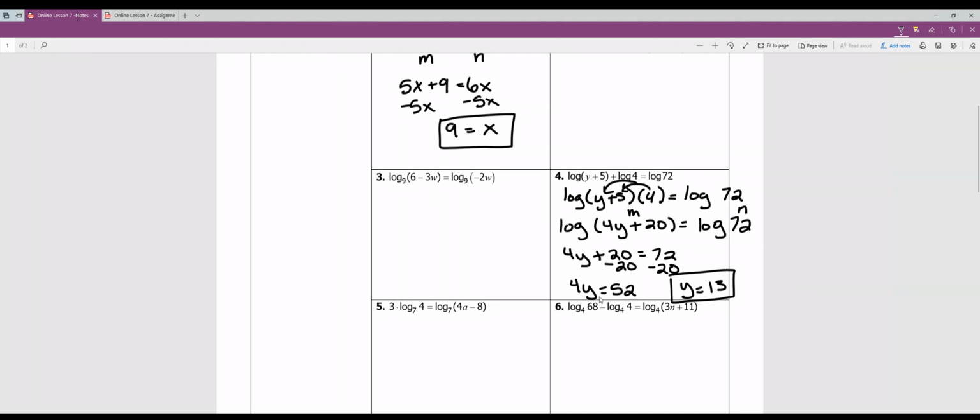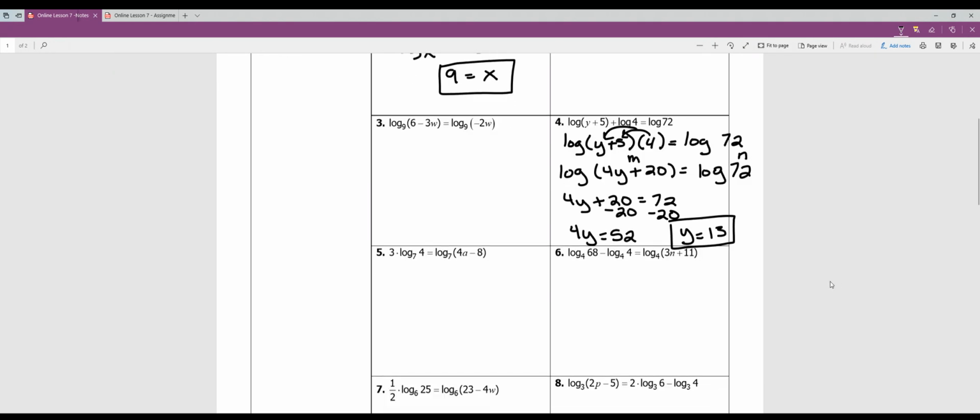Let's look at one where we would have an extraneous solution. Let's look at number 3. So it's already condensed. There's nothing there for me to condense, so I can go ahead and set my m equal to my n. So 6 minus 3w is equal to minus 2w. So I use my algebra to solve, and then I get that 6 is equal to w.